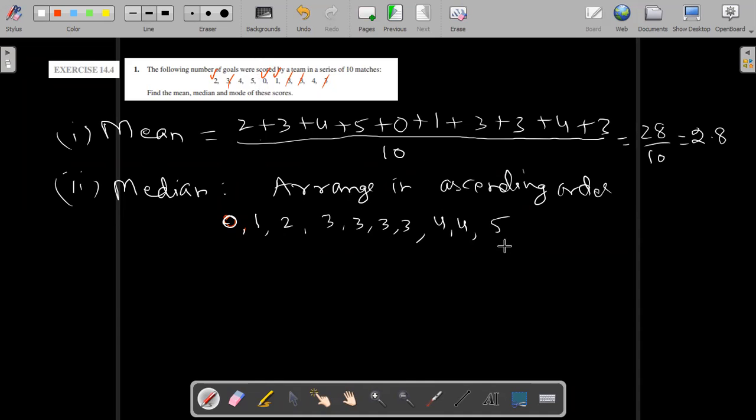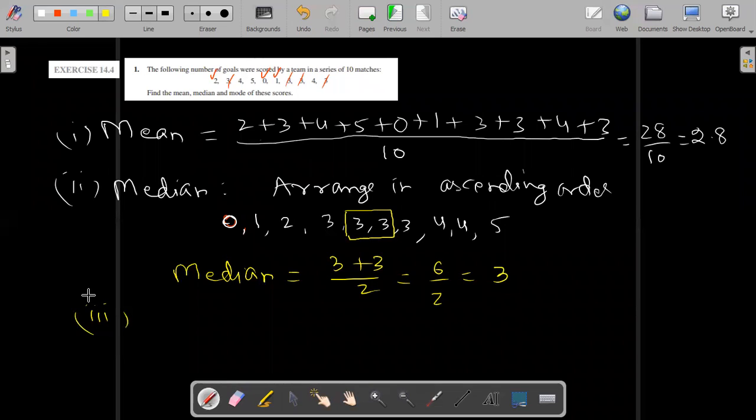Now what will be the middlemost value? You can see 4 numbers here, 4 numbers here. If you leave 4 numbers on the right side and 4 numbers on the left side, you get 2 numbers in between, because n is 10, even. So in this case, median is equal to adding them and dividing by 2. Luckily both the values are the same. So 3 plus 3, otherwise you have to add and divide by 2. 3 plus 3 is 6, divided by 2 is 3. 3 is the median.